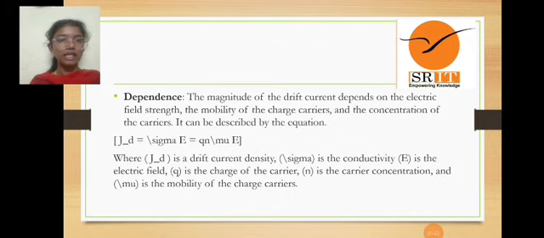It can be expressed by this equation: JD equals sigma E equals q n mu E, where JD is the drift current density, sigma is the conductivity, E is the electric field, q is the charge of the carriers, n is the carrier concentration, and mu is the mobility of the charge carriers.